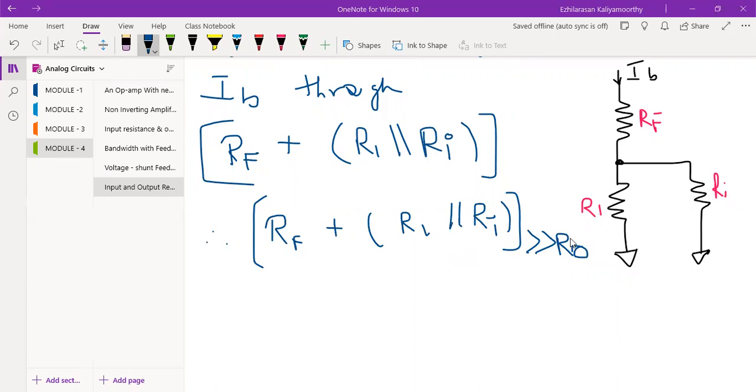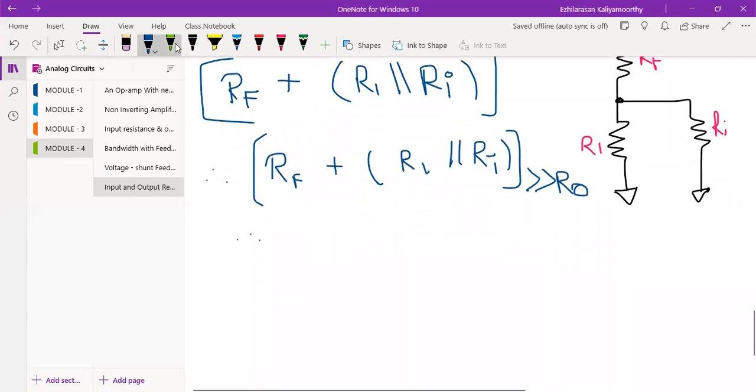Greater than R0, the output resistance. This will be greater than the output resistance. So, from this I can say this will be which one? This is the current through IB, correct? Actually, this will be the current through IA. The IA current is through R0 only.